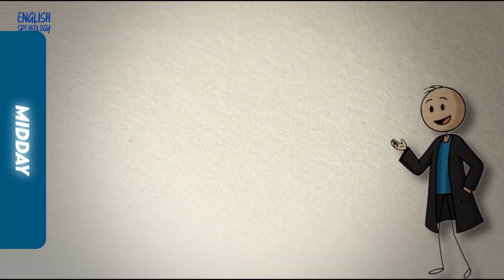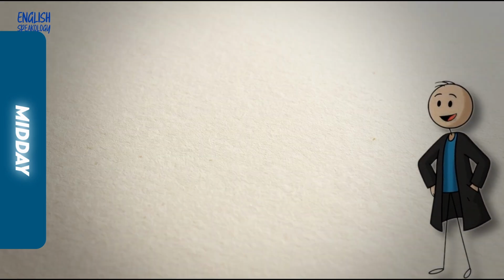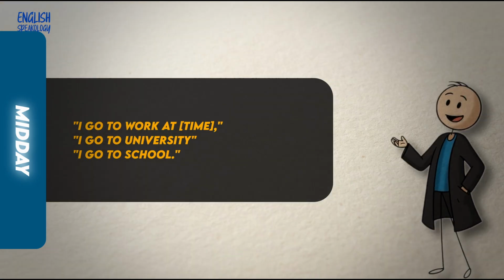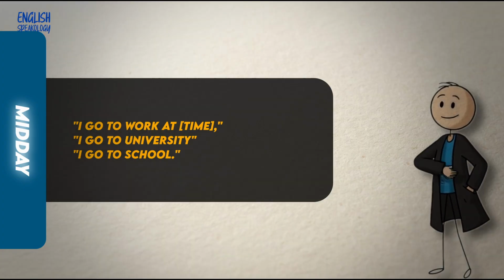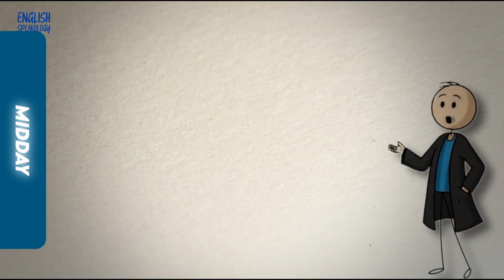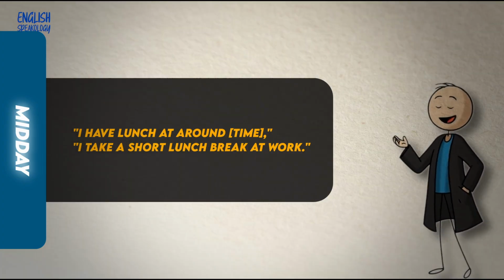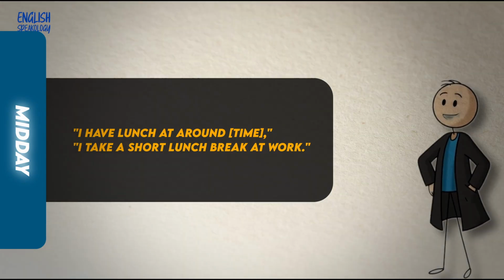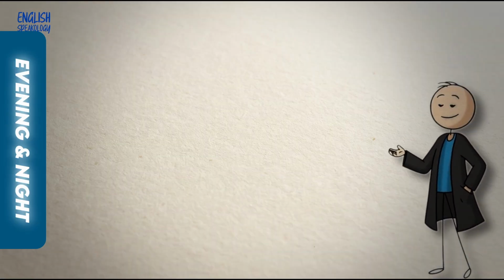Midday. To talk about going somewhere, you can say, I go to work at time, or I go to university, or I go to school. To talk about lunch, it's just, I have lunch at around time, or I take a short lunch break at work. Evening and night.